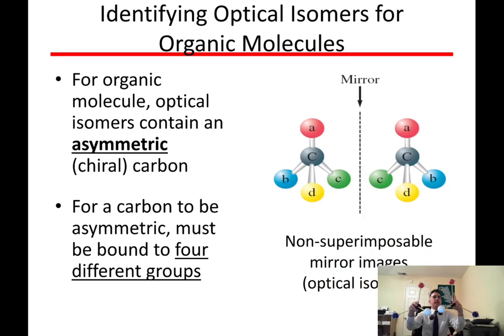So I've got a carbon atom that's attached to a red, a white, a brown, and a blue. 4 different things that it's attached to here. And these are mirror images of one another, right? They overlay with one another. White goes into white, brown goes into brown, and so on.